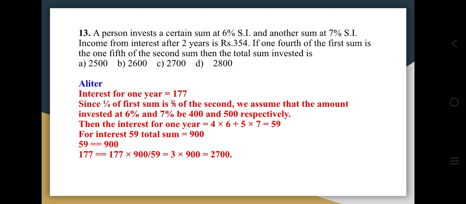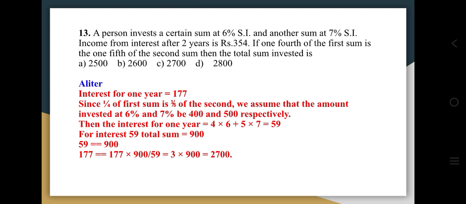So suppose instead of 2600, 3600 is given in the answer choices. We cannot do that as simply, but we have to work it out now. For that, another simple direct method is, first here also we calculate for simplicity the interest for 1 year. We are given interest for 2 years, which is 354. So the interest for 1 year is 354 divided by 2, 177.